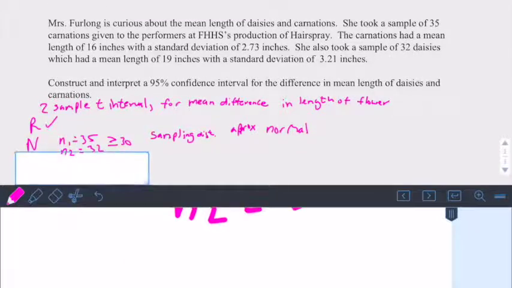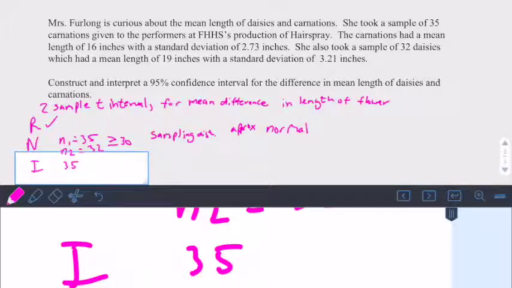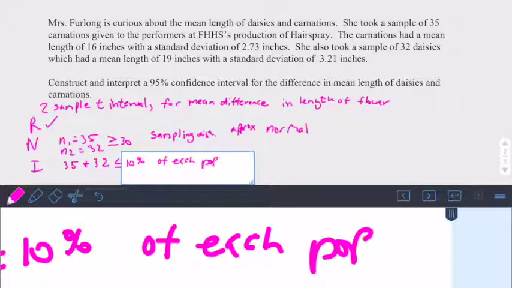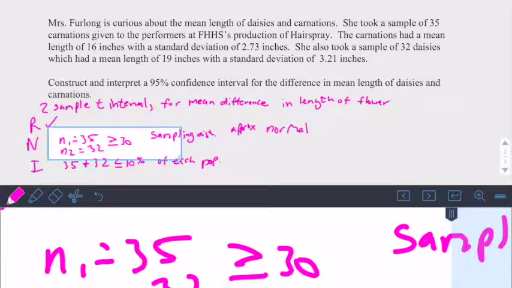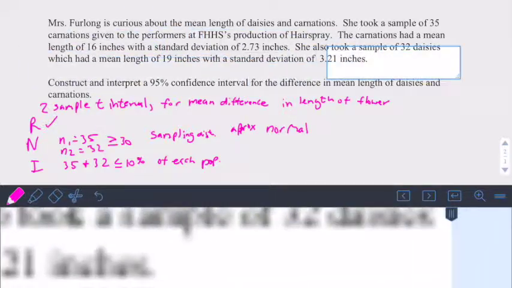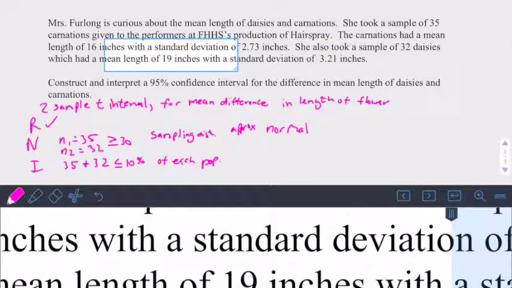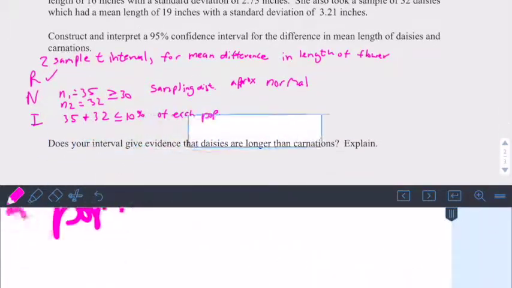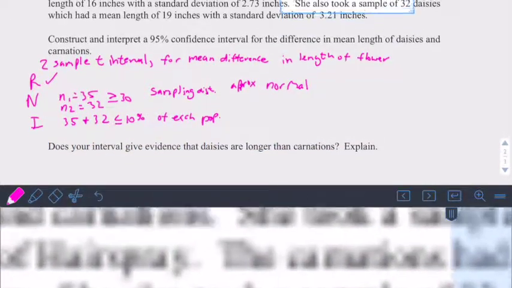And then our independent condition, well, we can assume that 35 and 32 are less than 10% of each population. 35 is less than 10% of all carnations, and 32 is less than 10% of all daisies. So we're meeting our independent condition as well. Then we can use our calculator to do all of this stuff.